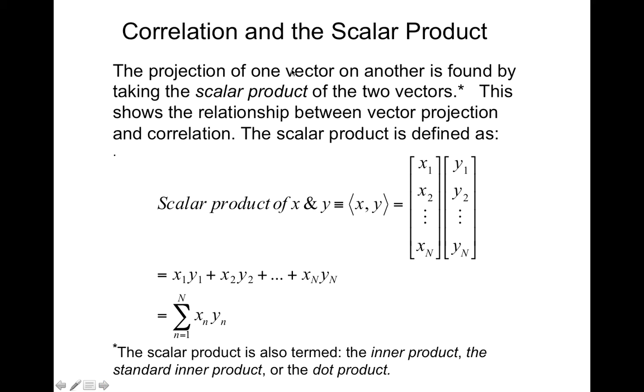So the projection of one vector onto another is basically found by taking the scalar product or the dot product between two vectors. This is sometimes also called the inner product. And the mathematical notation for this are these funny shaped brackets. And basically, it's just the multiplication of the x vector and the y vector component by component, which you see looks very similar to what we described as correlation. So the scalar product can also be called the inner product, the standard inner product, or the dot product.